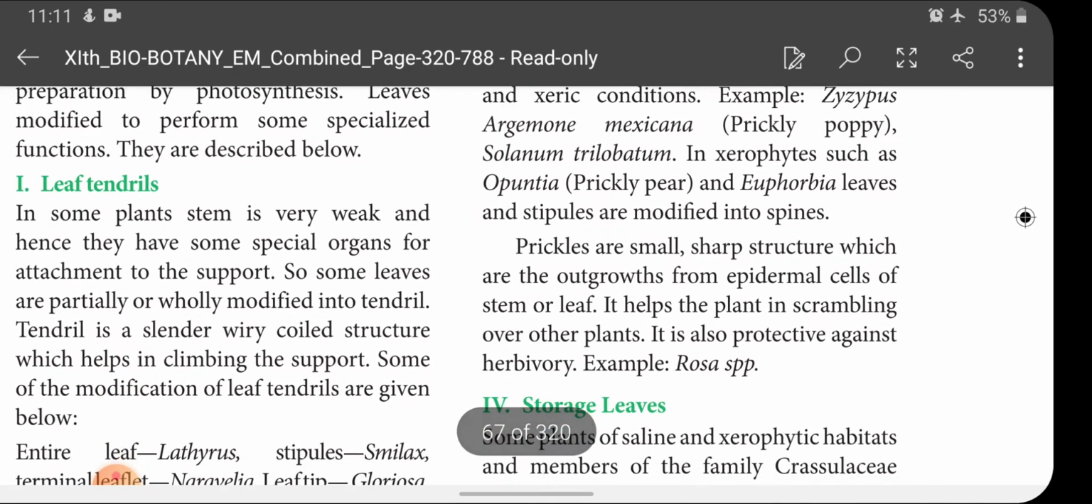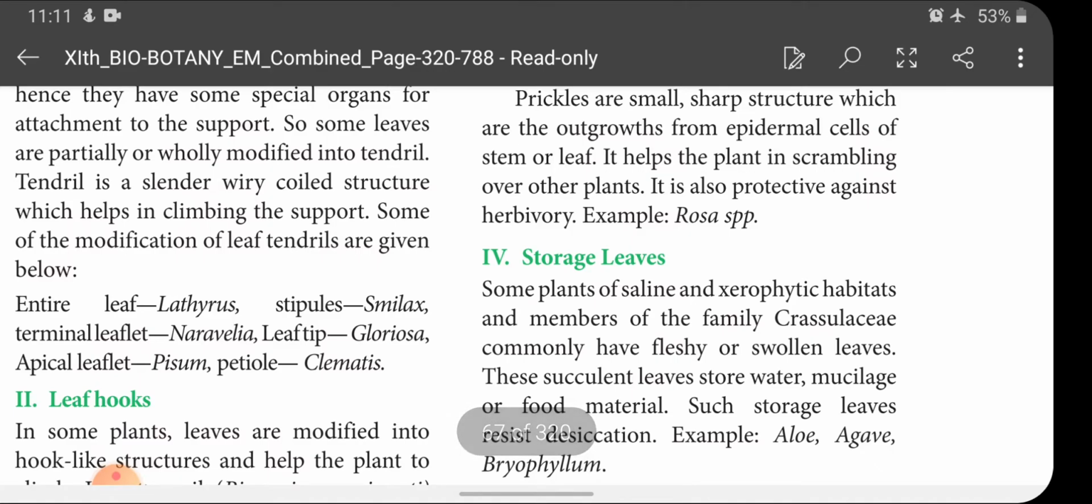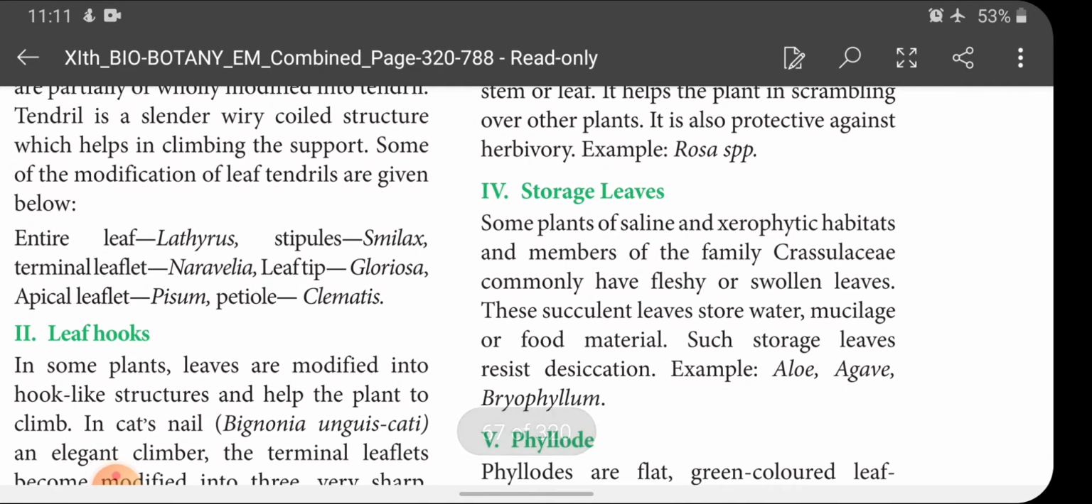Prickles, or what is prickles? Prickles are small sharp structures which are outgrowths from the epidermal cells of the stem or leaf. They help the plant in scrambling over other plants. They are also protective against herbivory. Example, Rosa.